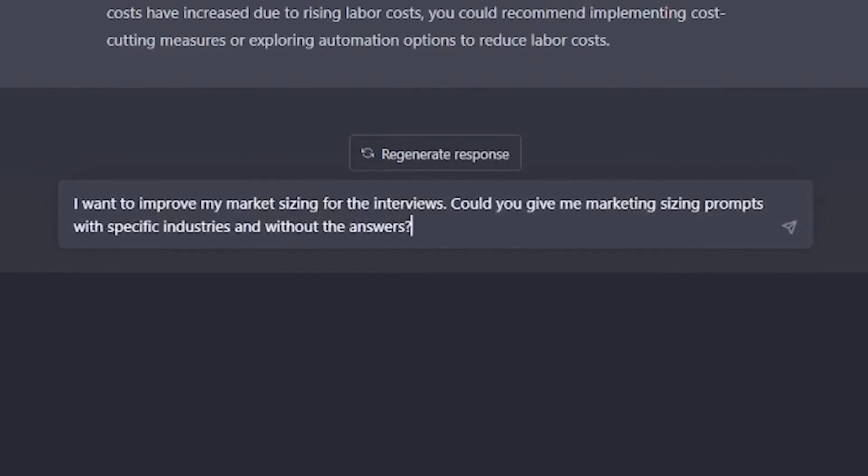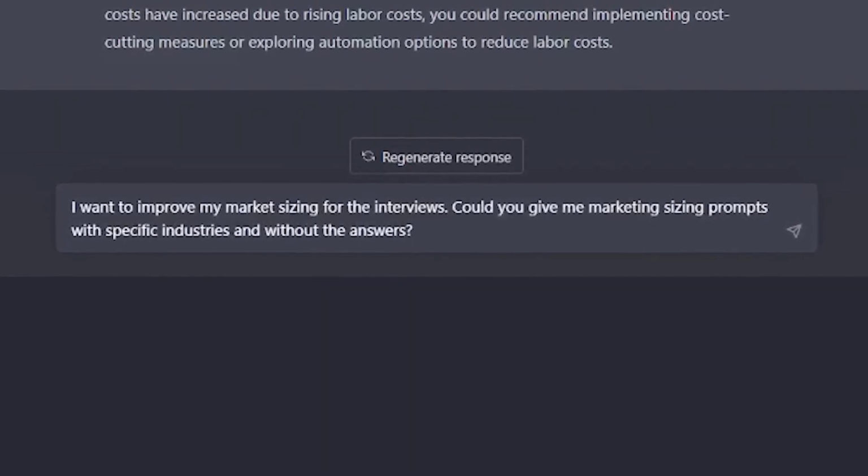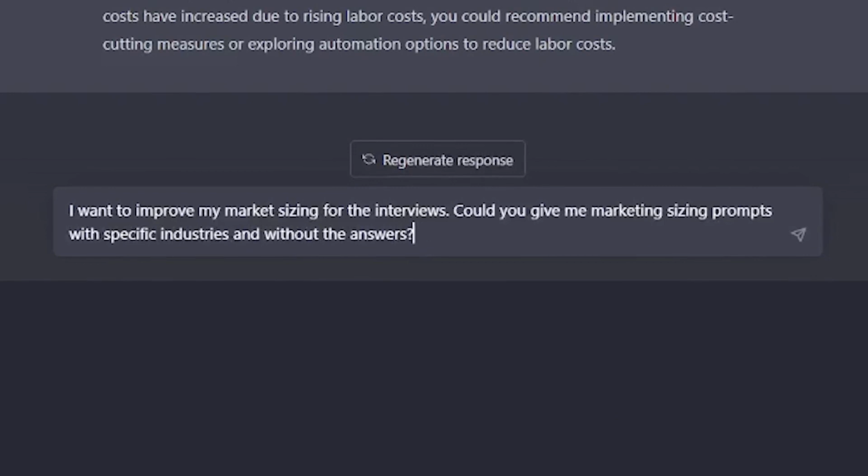All right, so let's go on now to market sizing. So for market sizing, you might tell ChatGPT, for example, this prompt here. I want to improve my market sizing for interviews. Could you give me market sizing prompts with particular industries and without the answers?